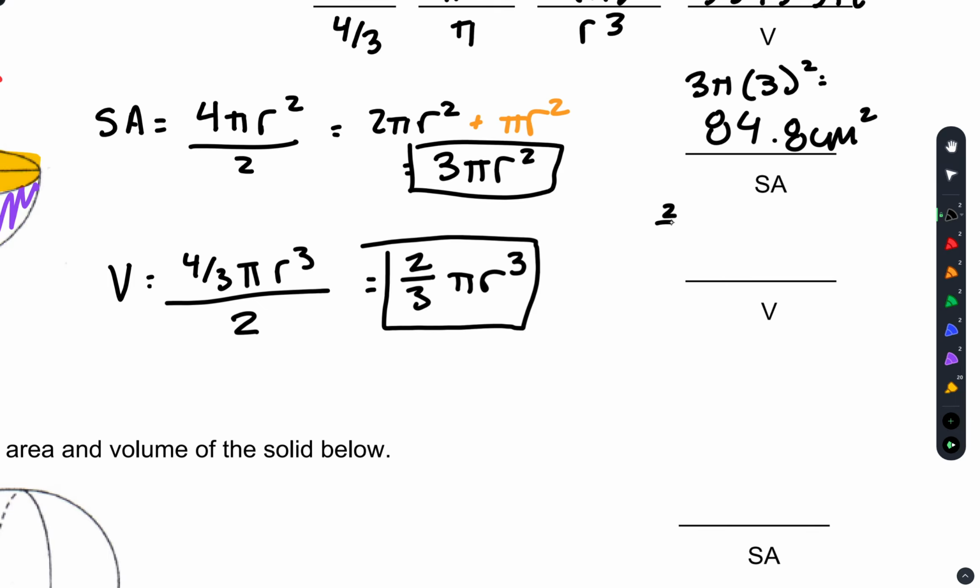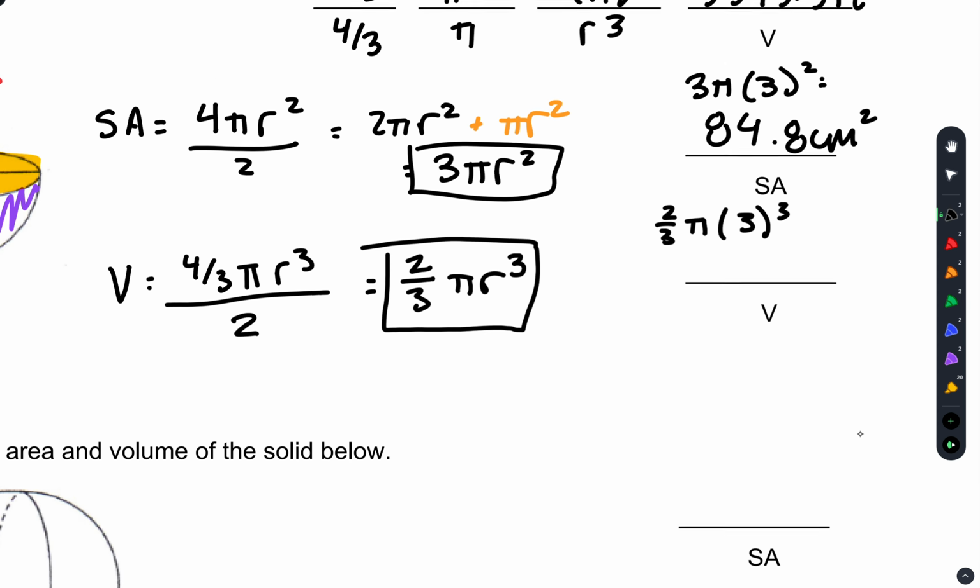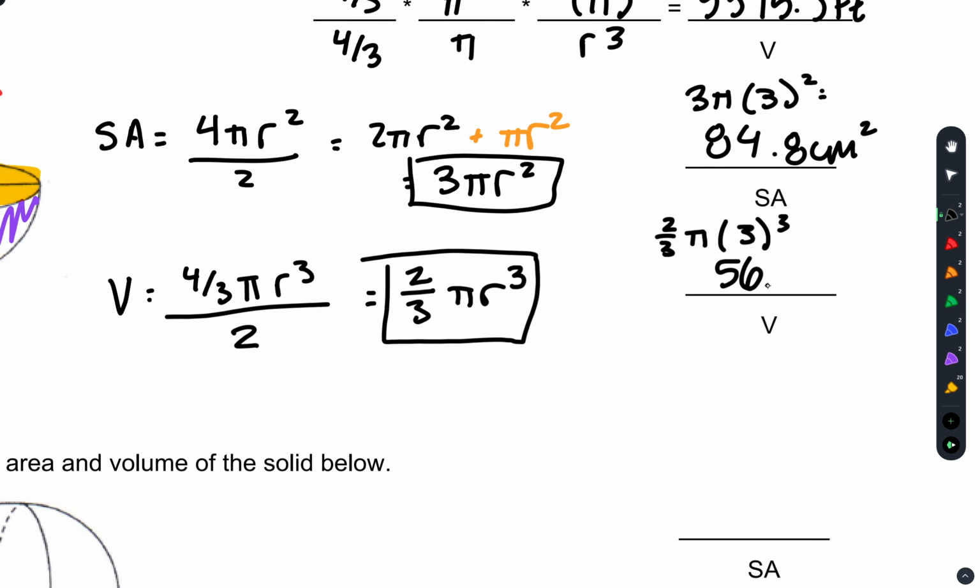So 2/3 pi, radius cubed. Well, 3 cubed is 27. 2/3 of 27 is 18 pi. 18 pi is about 56.5. And remember, our unit is centimeters cubed now. Any questions on that hemisphere?